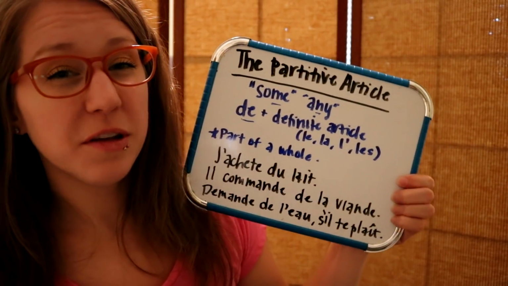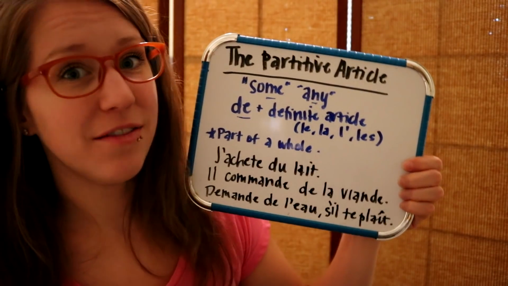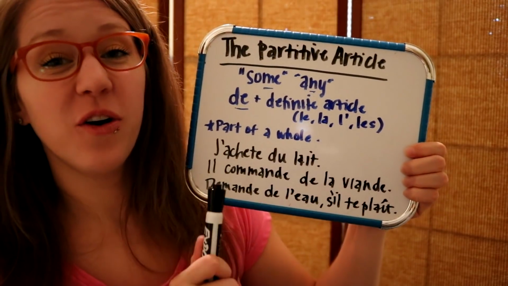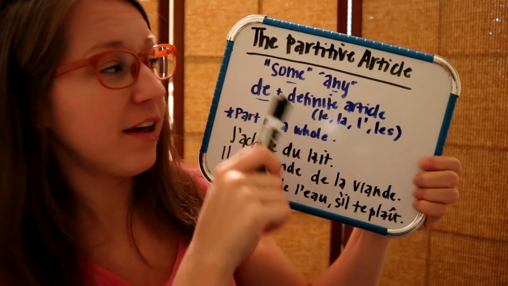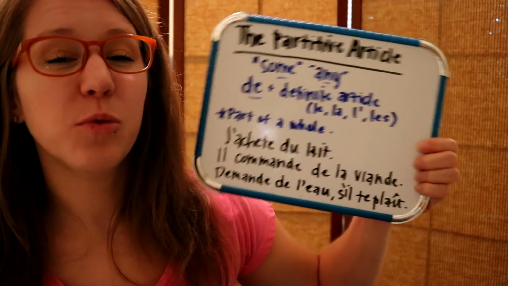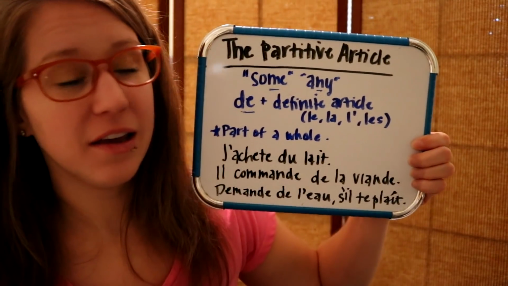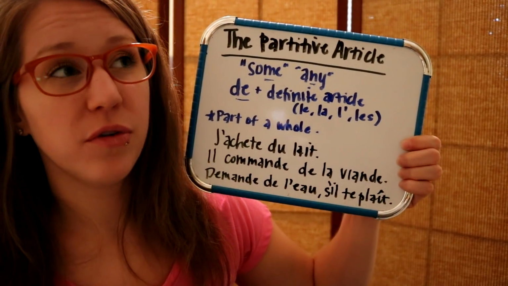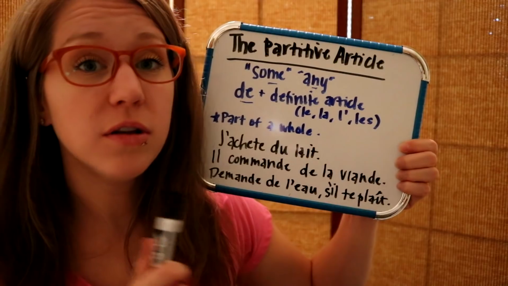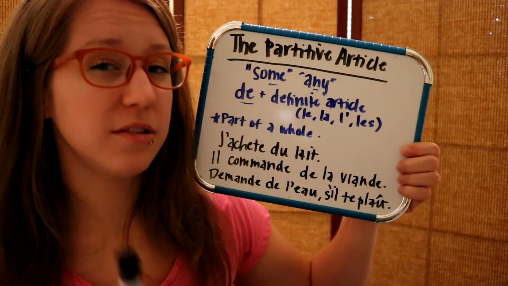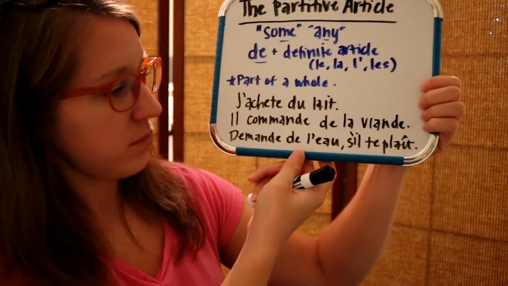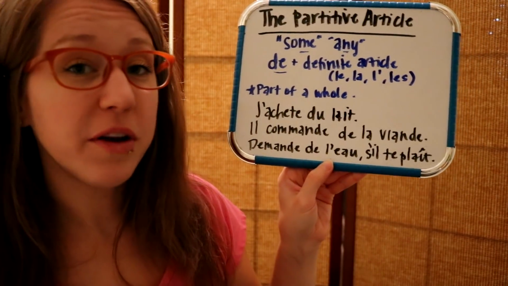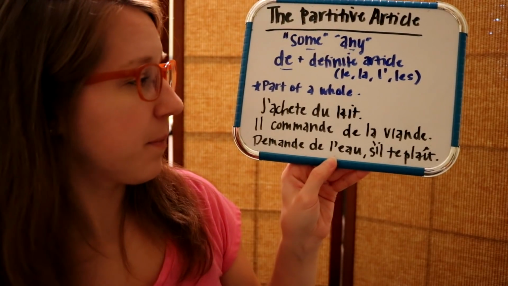This gets a little confusing because if you remember, the indefinite article can also mean some. When we said un, une, or des, that can mean some. But this is more of a concept, like part of a whole. So you can ask yourself, am I talking about all of this thing or just some of it? So in our examples here, we have 3 different ways that this might look.